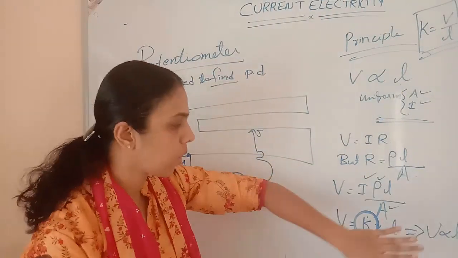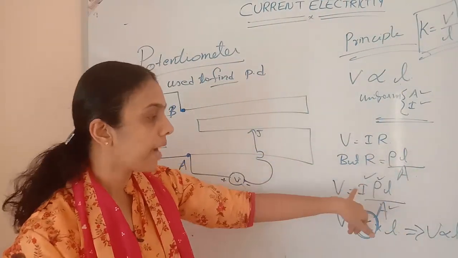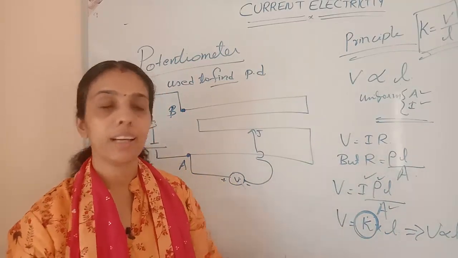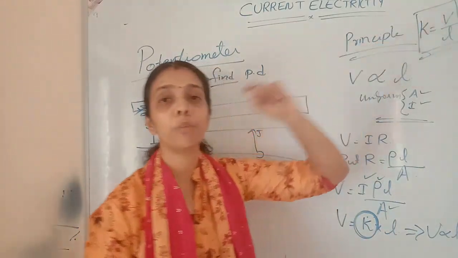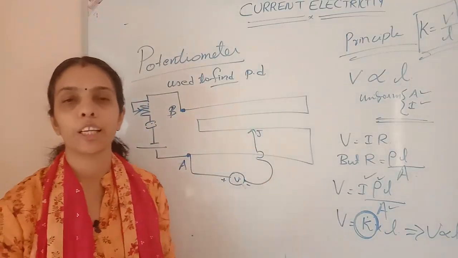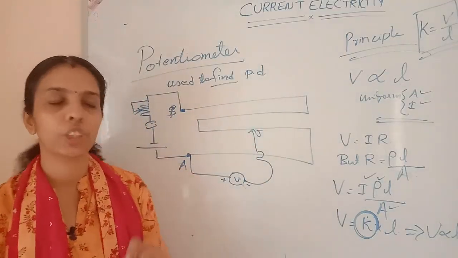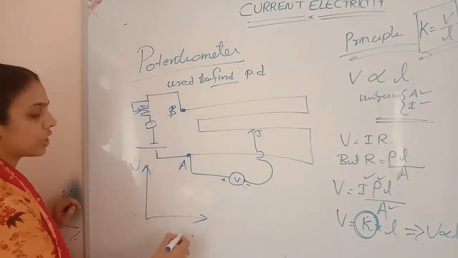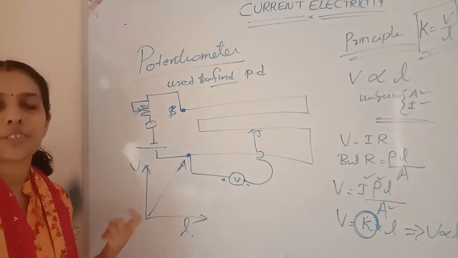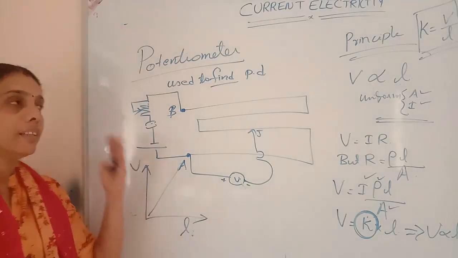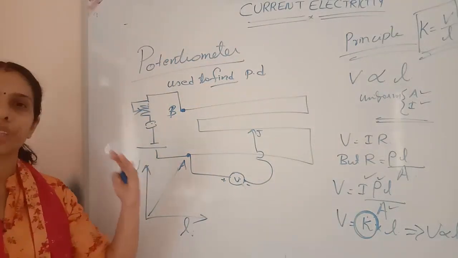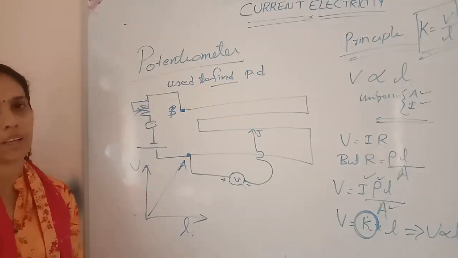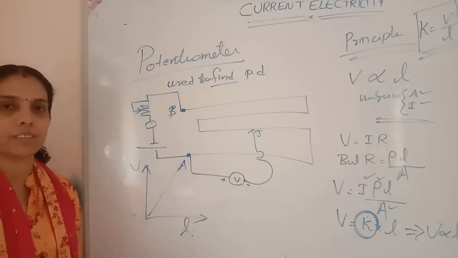This constant K, that is I rho by A, otherwise we can find it out as V by L, which is called the potential gradient. V is proportional to L. So if we are drawing a graph between potential and length, we will be getting a straight line. Okay, clear? Next we are going to find out how we can find out the potential difference in a circuit using this potentiometer.